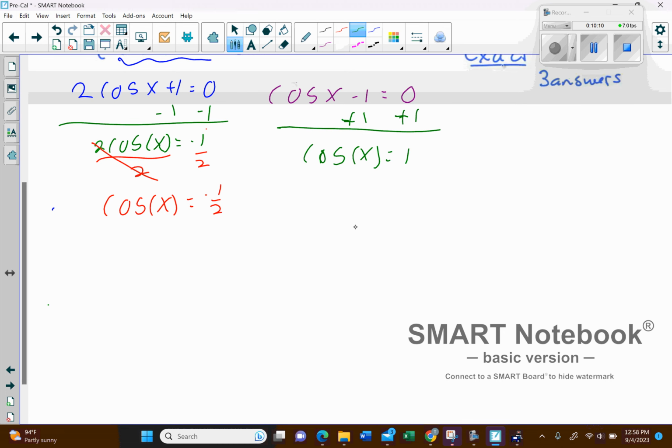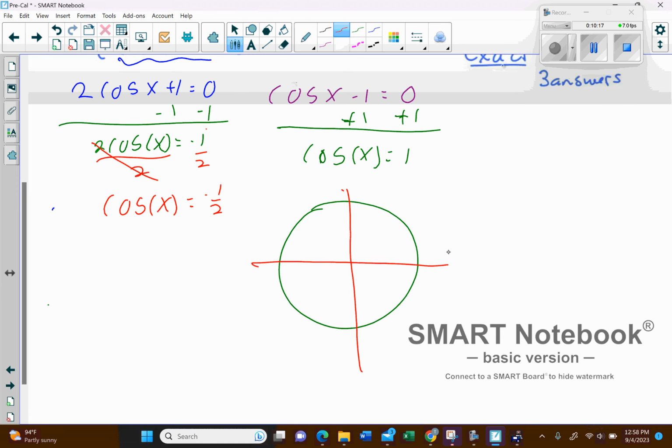Let me go ahead and draw the unit circle here. Cosine would be equal to 1 right here at 0 and at 2 pi. Now, 2 pi is not part of my parameters. My parameters are from 0 to 2 pi, but not including 2 pi. But we get to include 0. So 0 is going to be one of my answers right there, because cosine equals 1 at 0.